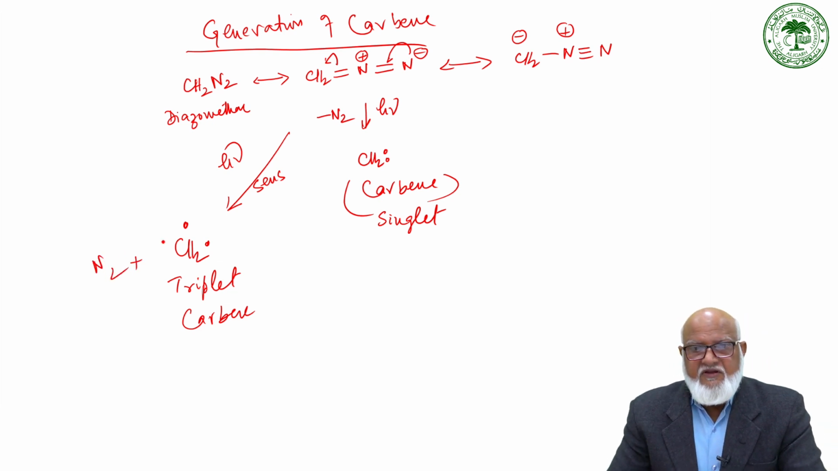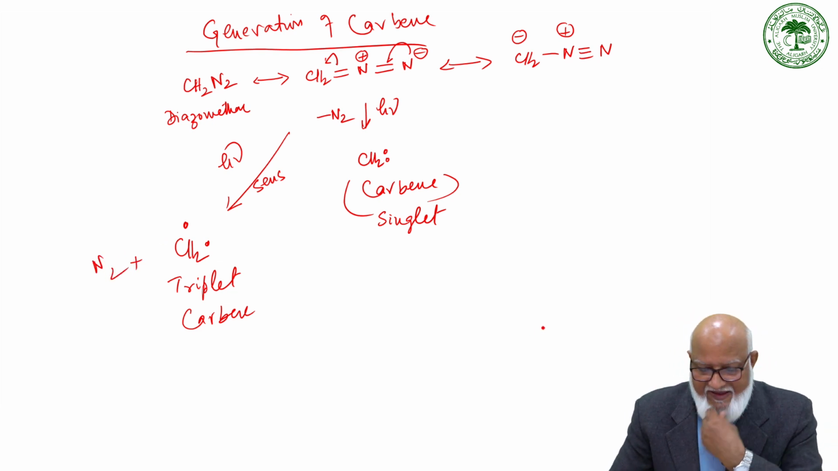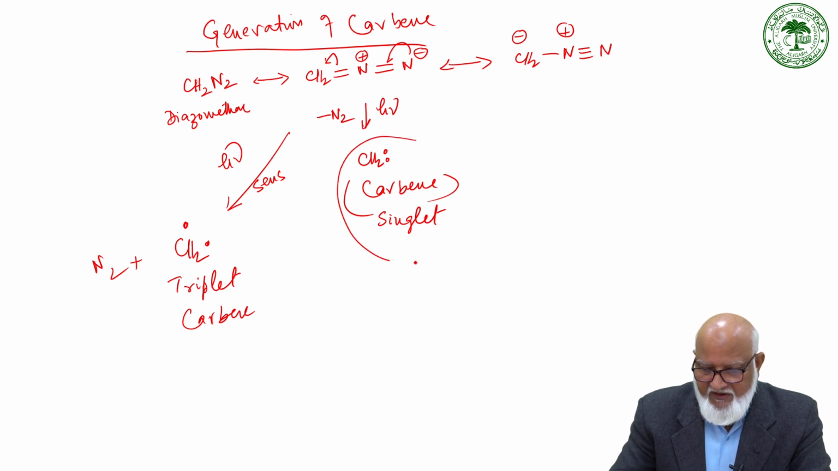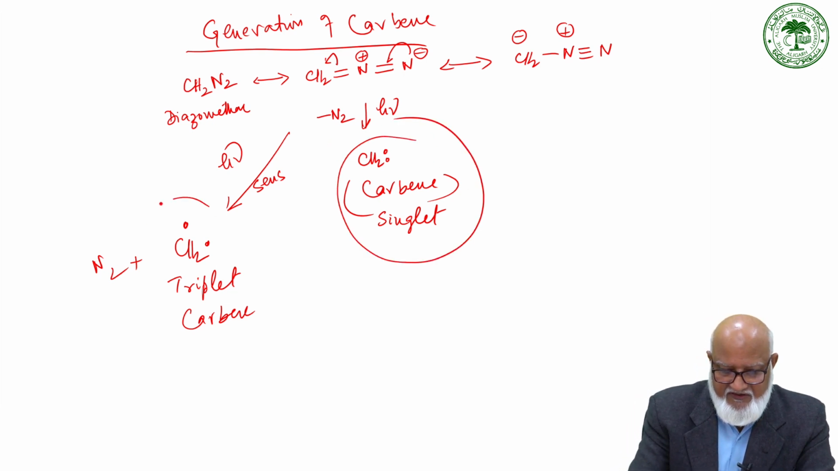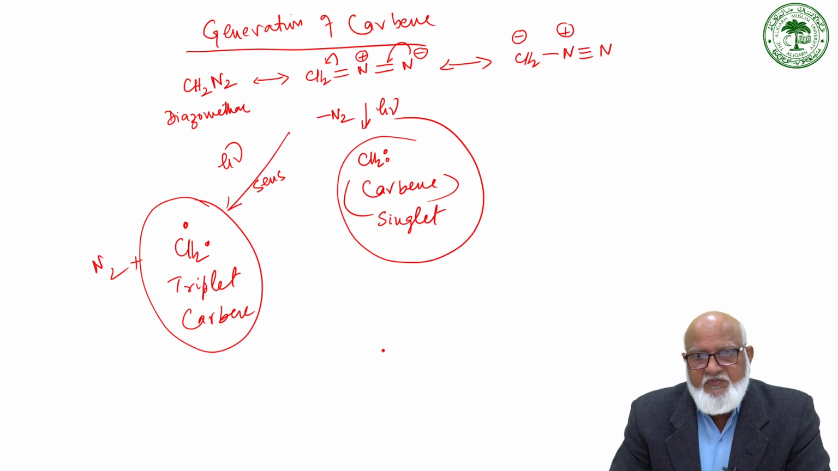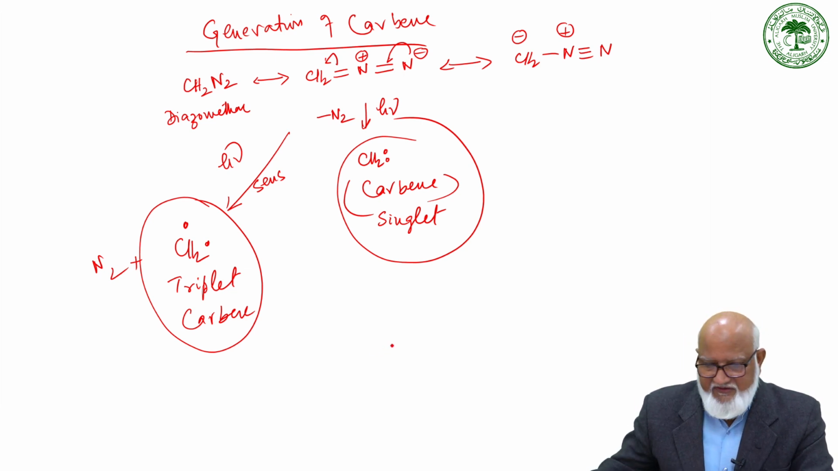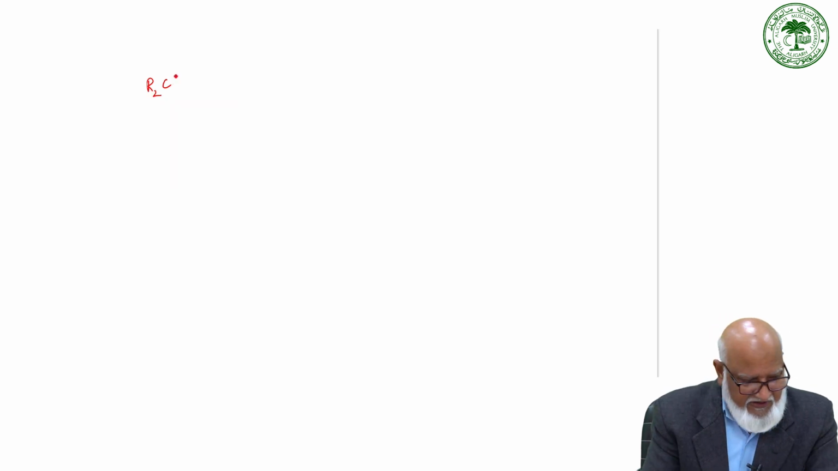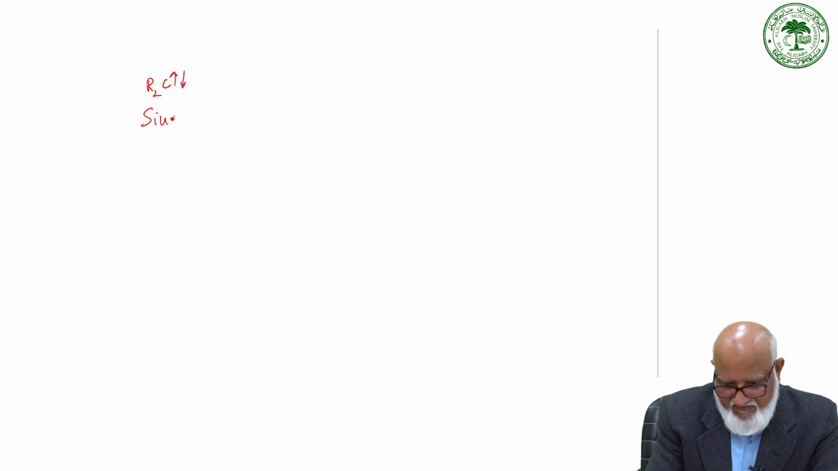So these investigations had already been well established, and it has been found that singlet carbene and triplet carbene, these two species, react in two different ways. For example, we have a CR2, so this we have a singlet carbene. This is a singlet carbene, R2.